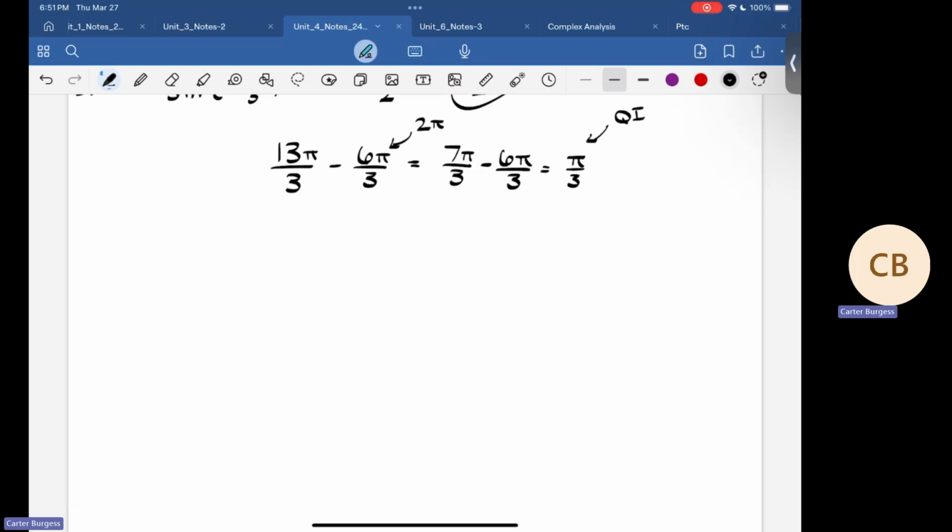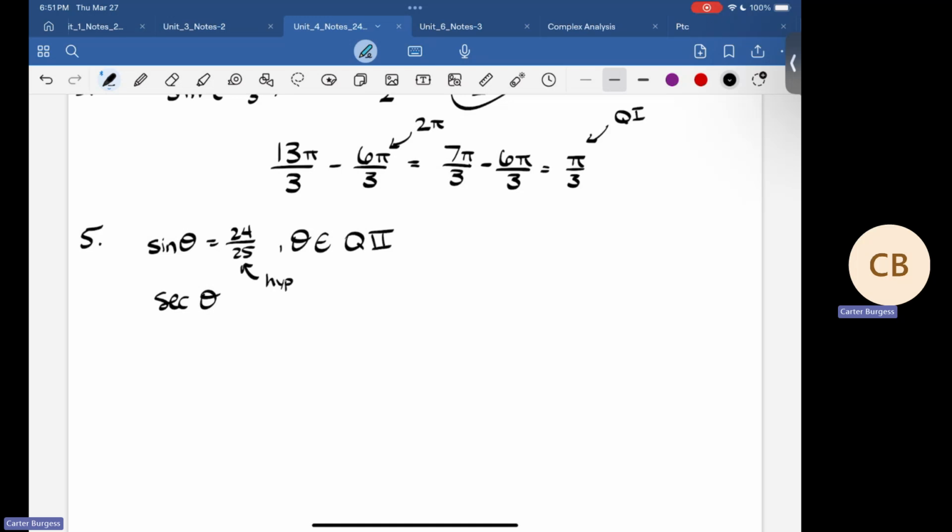Take a look at number 5 here. So we are told that sine of theta is 24 over 25, and that theta is in the second quadrant, and we are looking for secant of theta. All right, so this is not unit circle information, but this is right triangle information.